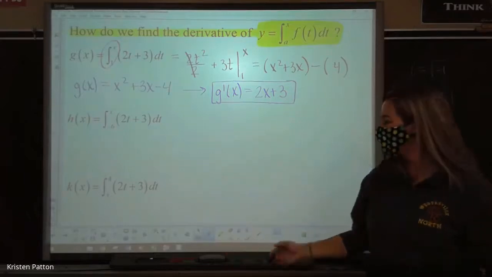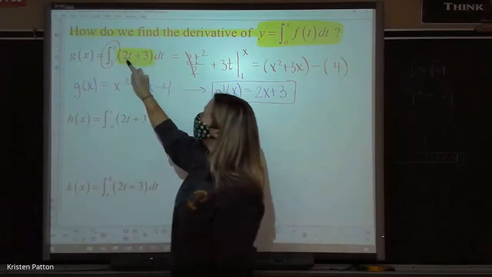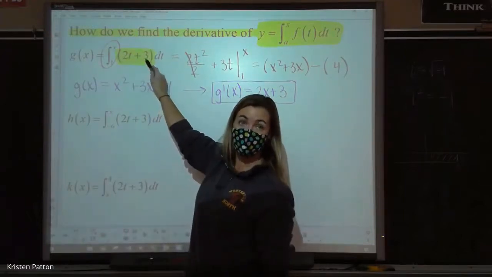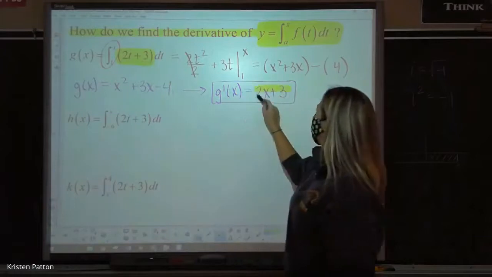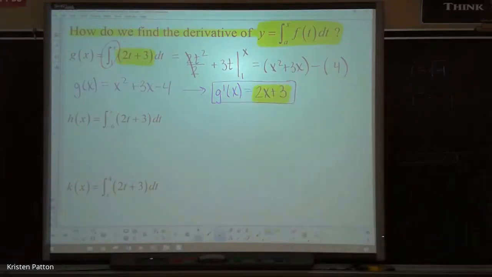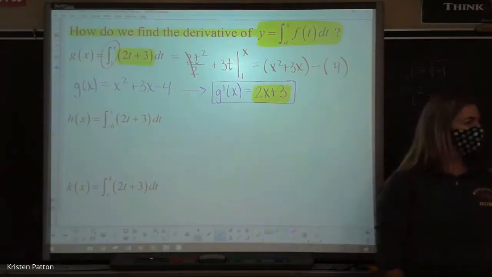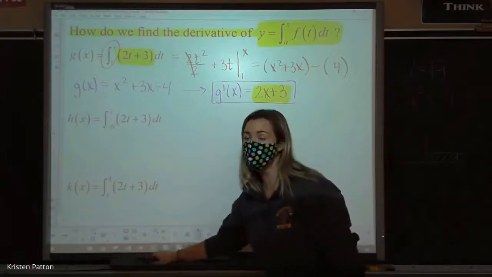Why move? They asked us to take the antiderivative of the line 2t plus 3, and then take the derivative, and we got the line 2x plus 3. That's not a coincidence. We took an antiderivative so we could turn around and take a derivative. We shouldn't change much about the function. Let's do another one.